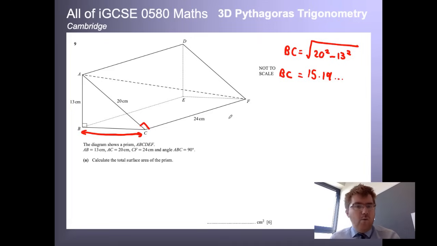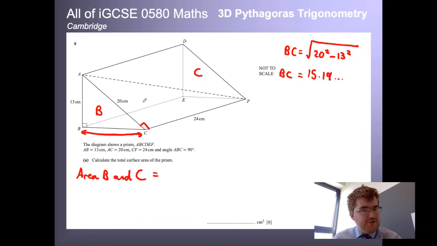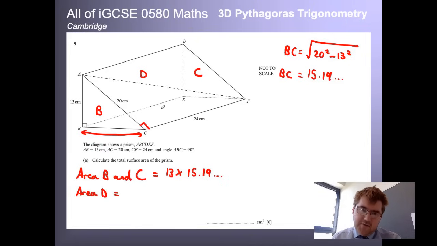Now to work out the surface area, we're going to do this in a variety of steps. So first of all, I'm going to work out the triangle, let's call this B and C. So the area of B and C together is going to be base times height. Well, we don't need to divide by 2 because we've got two triangles. So this is going to be 13 times that 15.19... Now I'm not going to work out anything on my calculator until I've established every single area I need to find. So now we can find out the area of the rectangle at the back. So the area of D, well this length here is 24, this is 13.